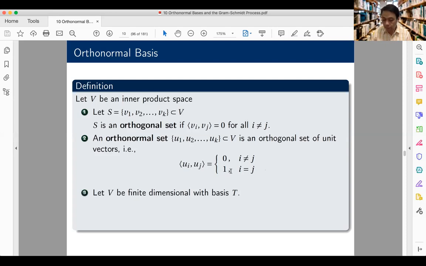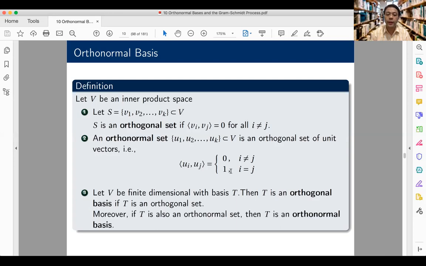Now, suppose that we have a finite dimensional vector space with basis T. Then we say that T is an orthogonal basis if T is an orthogonal set, and we say that T is an orthonormal basis if it is an orthonormal set.